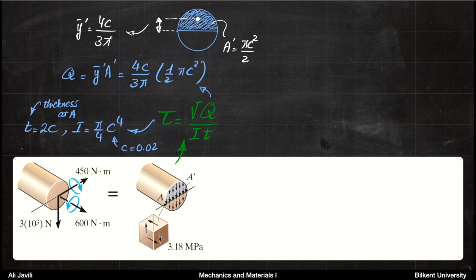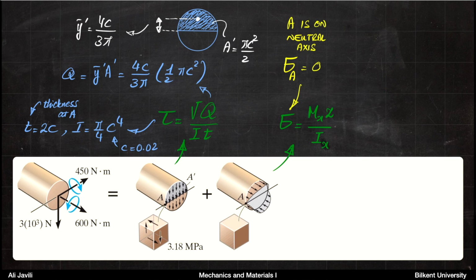Okay, if you insert all of these, you will have a shear stress that is 3.18 megapascal. So this is your first part. This is your transverse shear problem. The next part is to deal with the bending with respect to x-axis or in the opposite of the x-axis, it doesn't matter really.